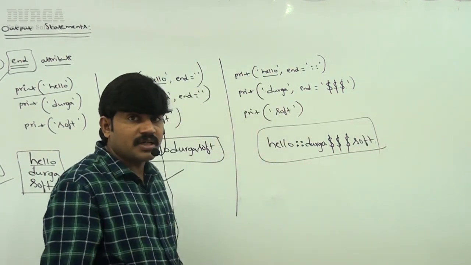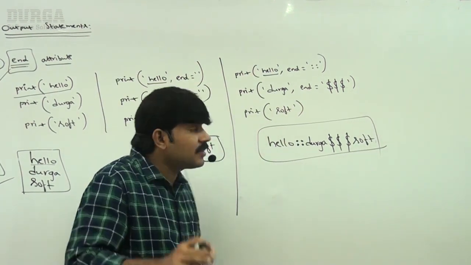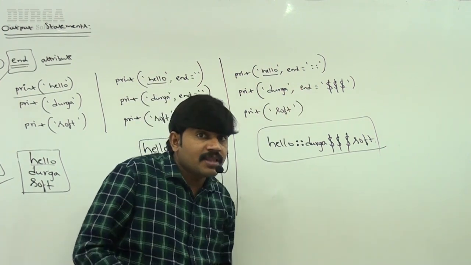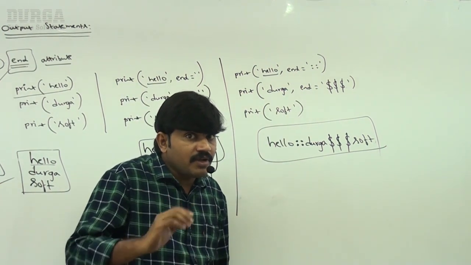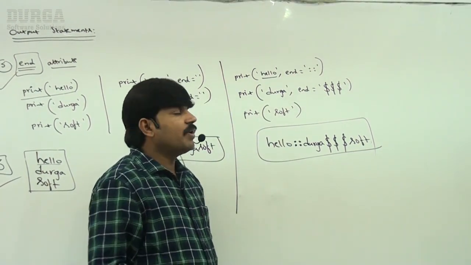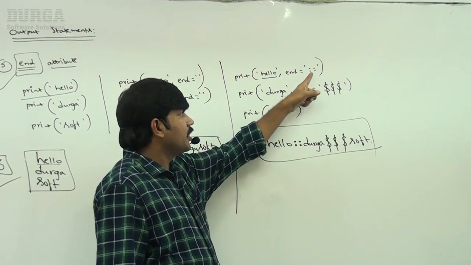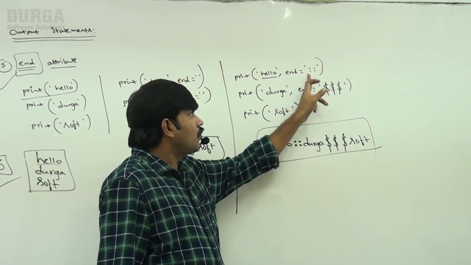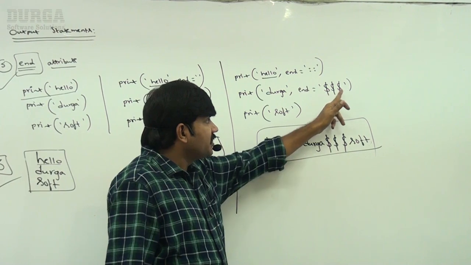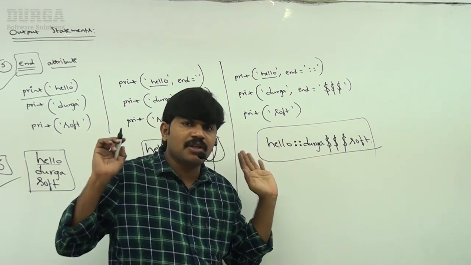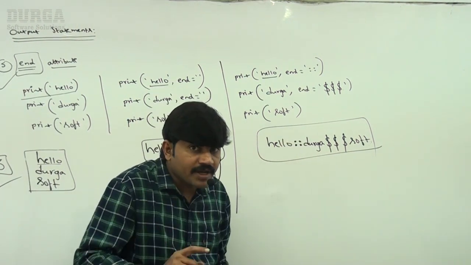Are you in the position to understand? So if you do not specify the end attribute, what is the default value? The default value is always the new line character. But instead of new line, boss, you can take double colon, or you can take dollar symbol, whatever symbol you want, happily you can take. Perfectly it is going to work, sir.